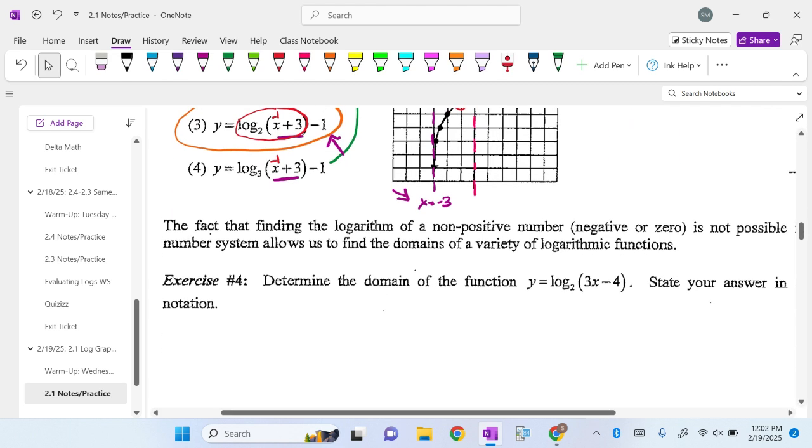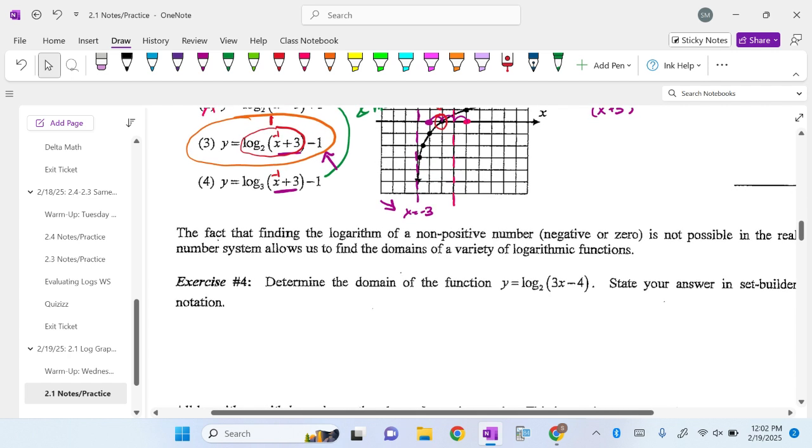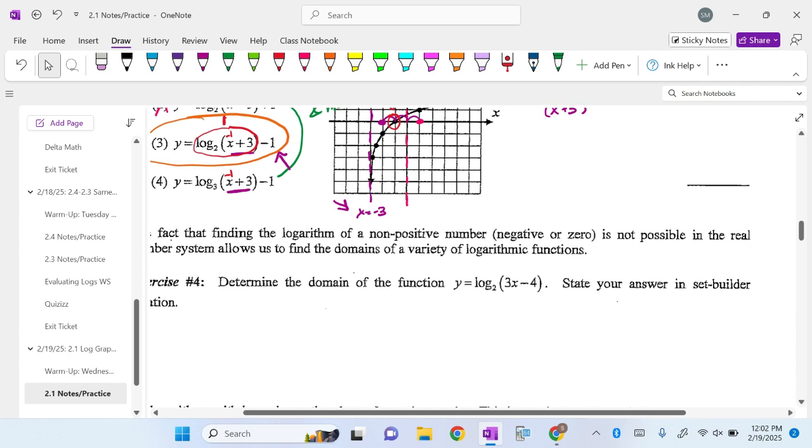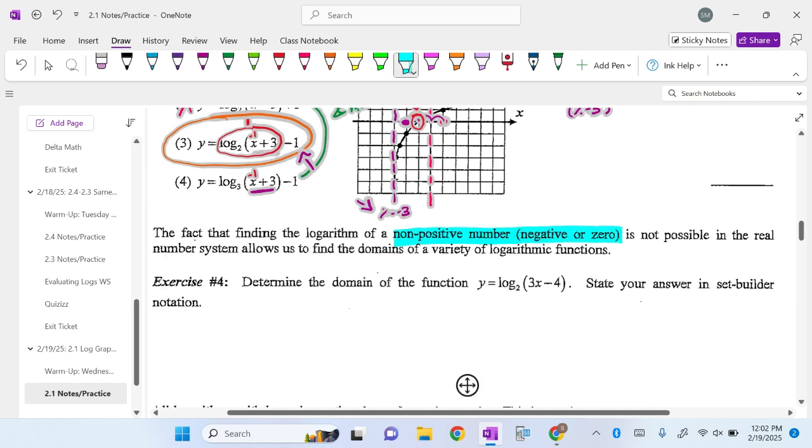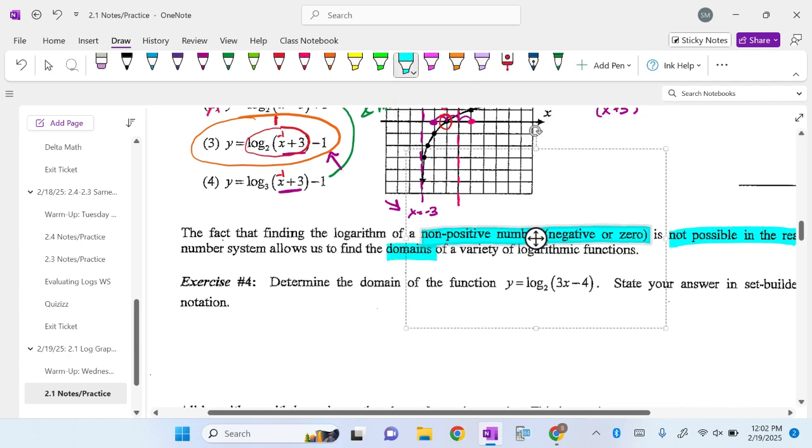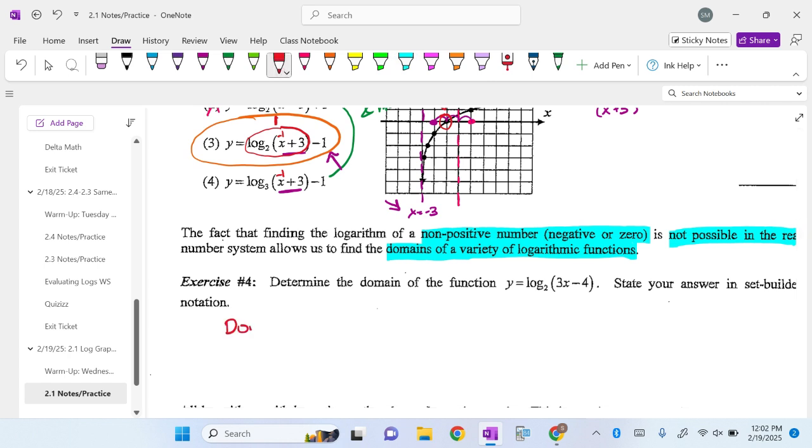Set it to 0. The way you find where it is not positive or negative, a non-positive number or 0, that's not possible, so the asymptote also gives you the domain of logarithmic functions. And the way you find that, to find the domain or vertical asymptote of a log, set whatever's in the parentheses of that log equal to 0 and solve for x.